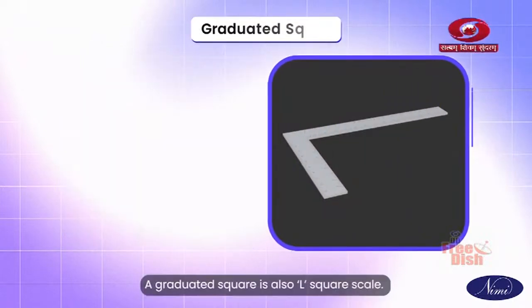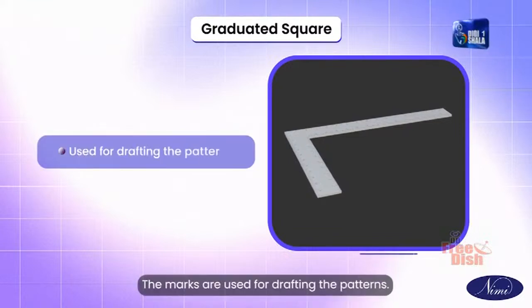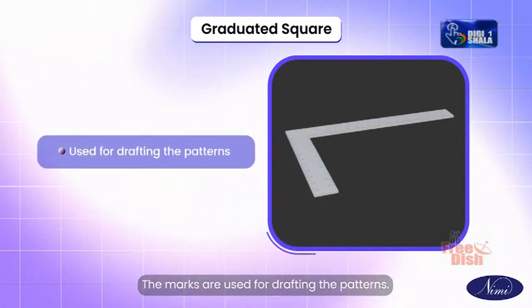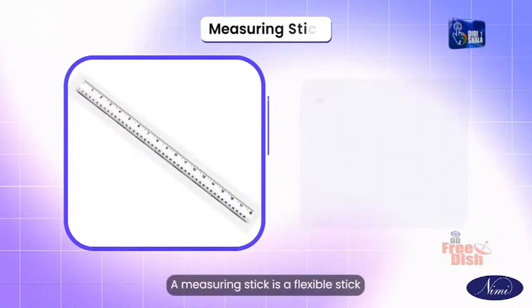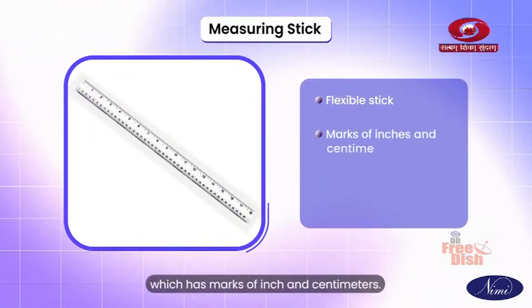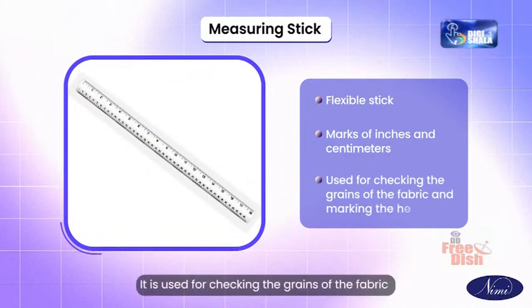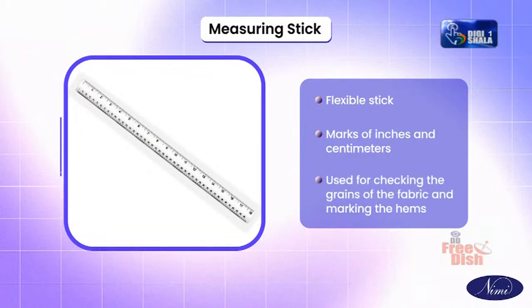A graduated square is also an L square scale. The marks are used for drafting the patterns. A measuring stick is a flexible stick which has marks of inch and centimeters. It is used for checking the grains of the fabric and marking the hems.